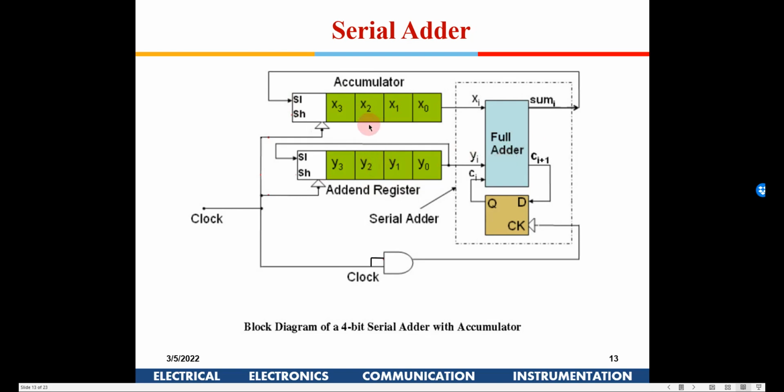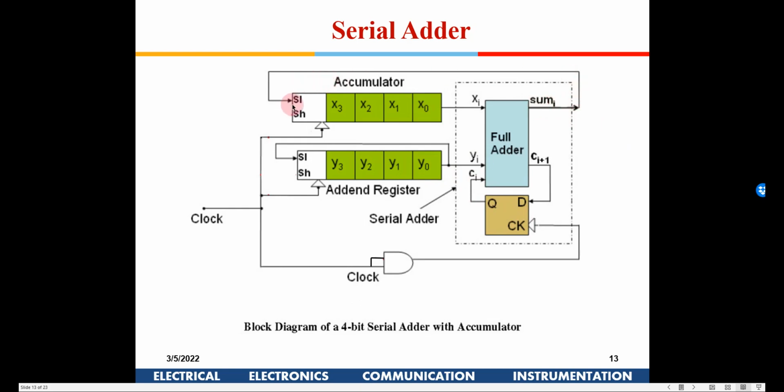So what is done here is, initially the data which requires to be added is fed here. So you have x0 and y0. Say the full adder carry is initially clear, so it adds x0 and y0, and the sum is available here. Initially the carry flip-flop is also reset to 0, so it is just adding x0 and y0, and the sum is available here.